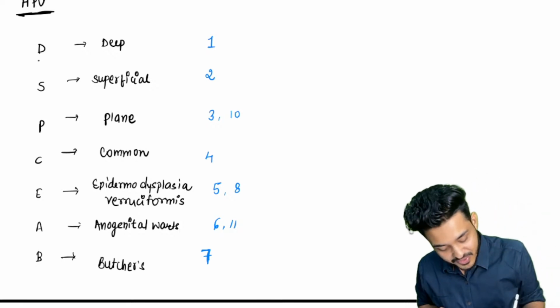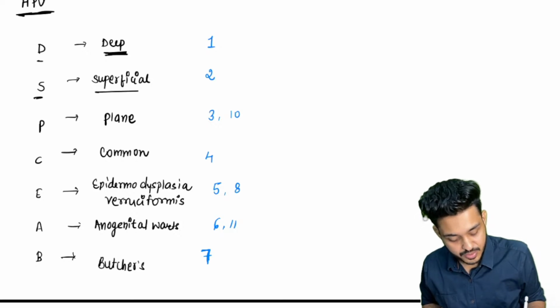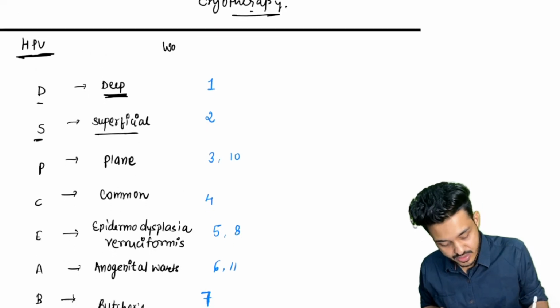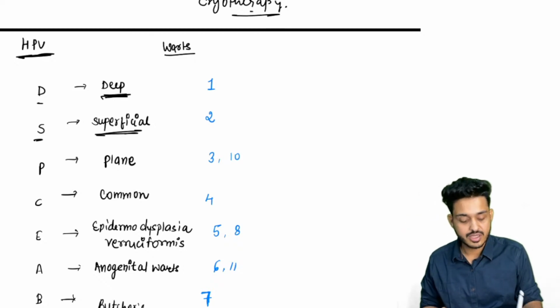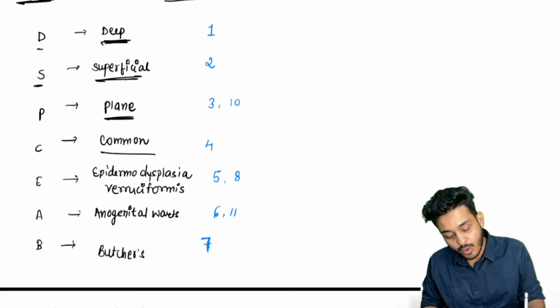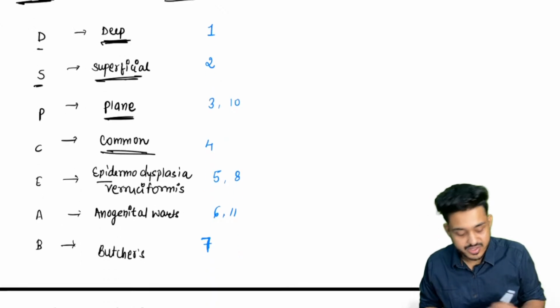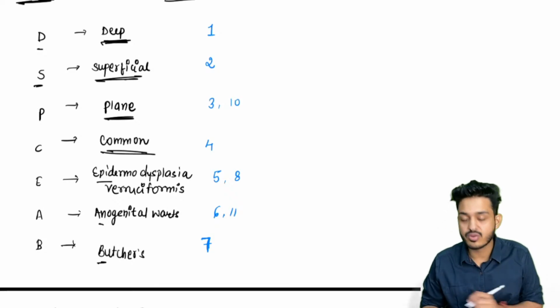Okay, so D for deep, S for superficial. These are basically warts. So D for deep warts, S for superficial, P for plain warts, C for common warts, E for epidermodysplasia variciformis, and A for anogenital warts, and B for butcher warts.